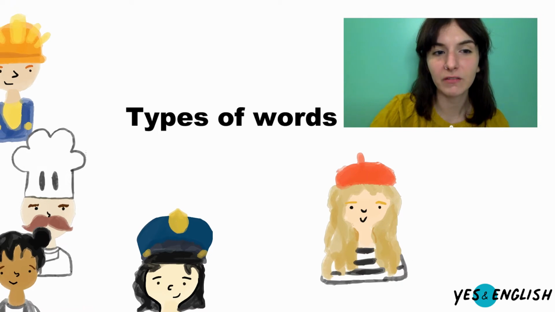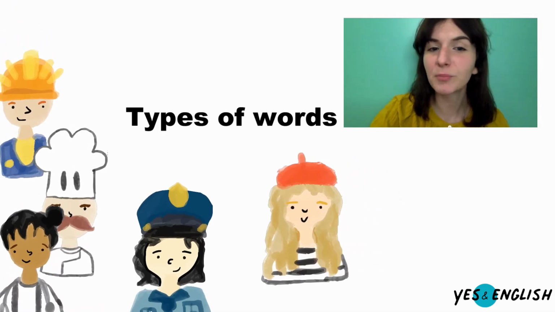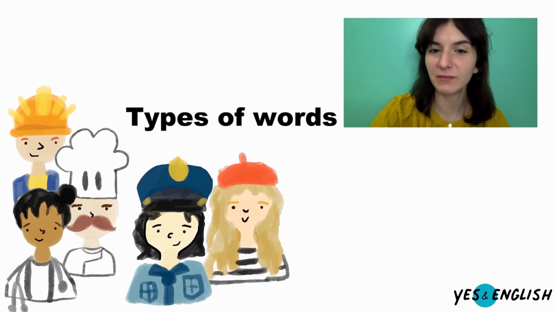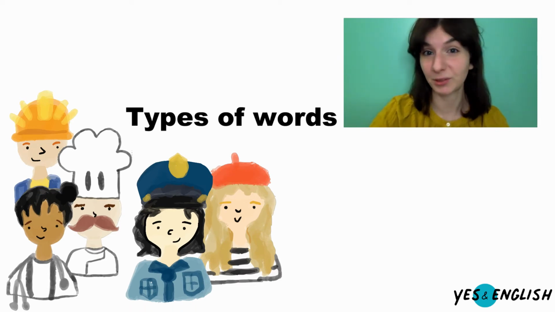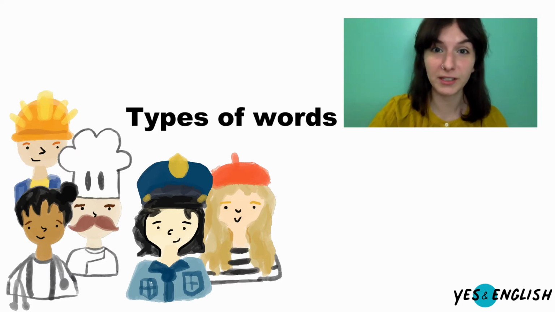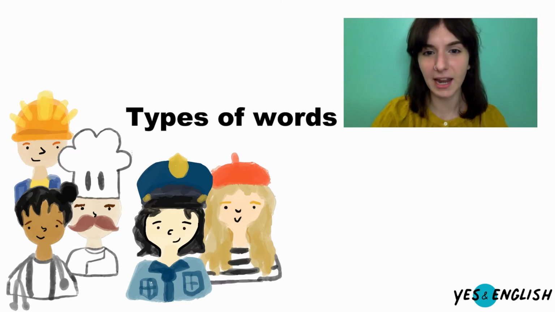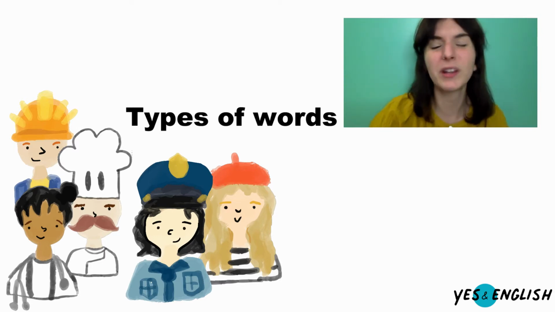Today we're going to be covering something pretty basic, but very important to developing your grammar skills. We're going to talk about types of words today. Now, these types of words exist, I believe, in every language, but today we're just going to be talking about how they work in English and what their job is in a sentence.